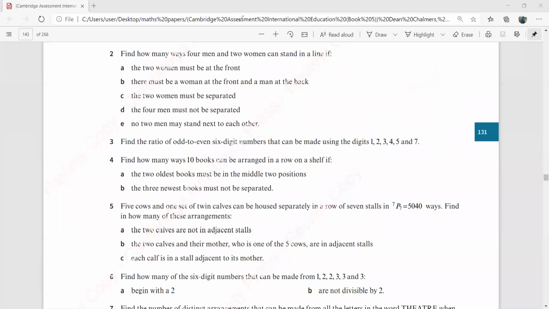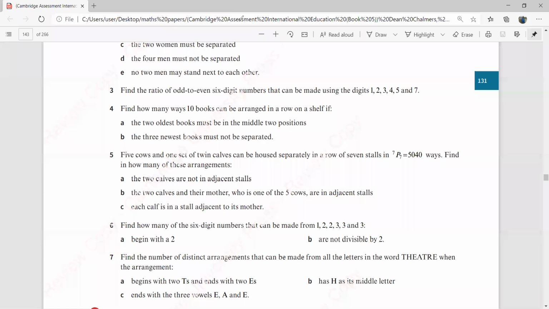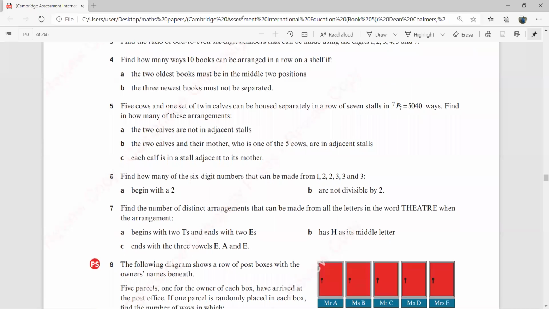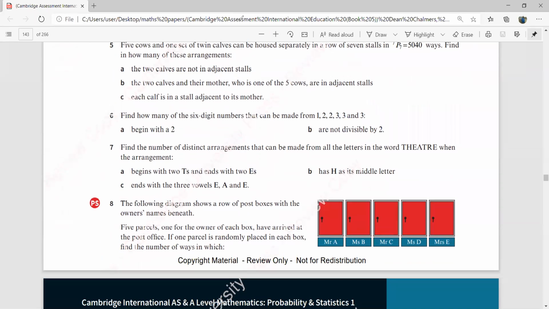This way you can try question number 4, you can try question number 5, but I want you people to try this 6th question. That will be the last question for our today's class. Please try question number 6. You must have at least read this 6th question.